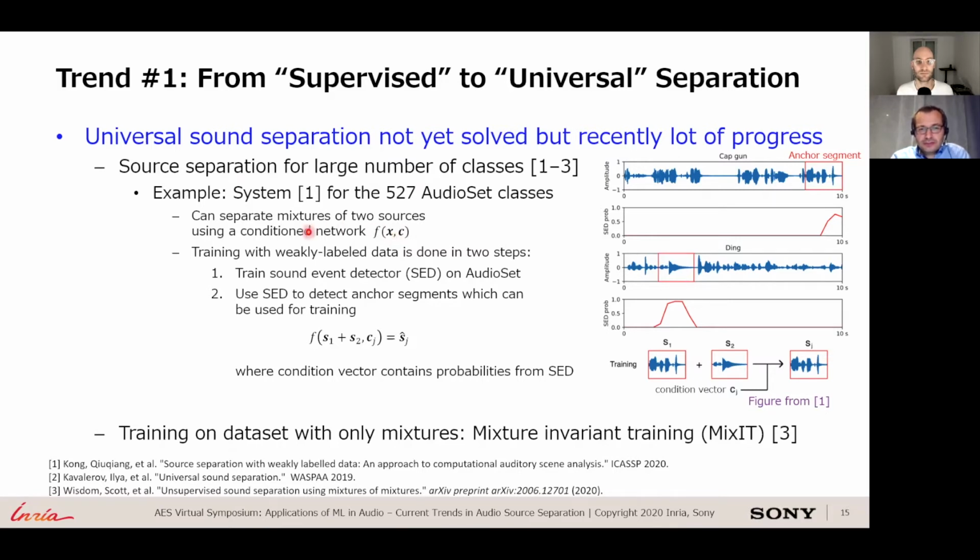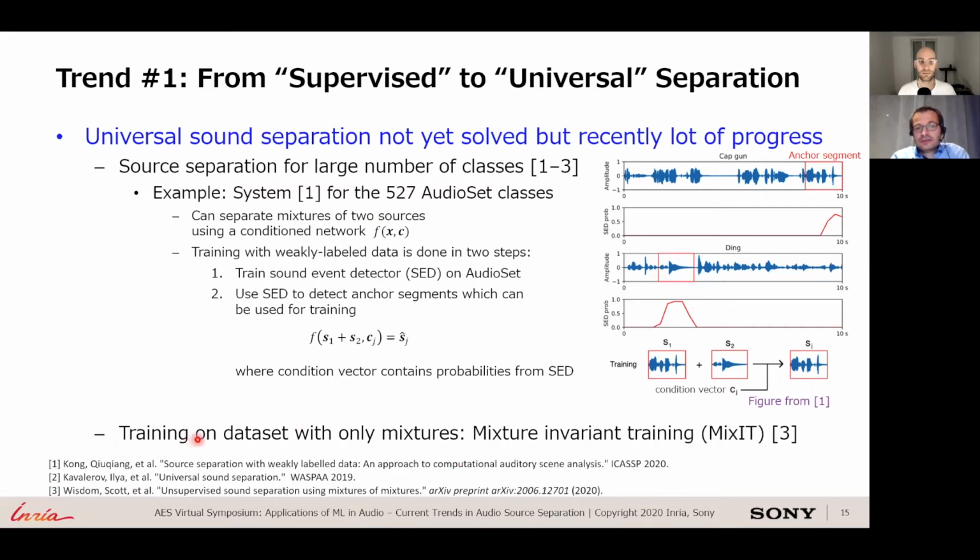The training for this system on the AudioSet dataset is done in a 2-step approach. First, a sound event detector is trained, and this sound event detector is then used to identify anchor segments which can be used for training. Using this approach, basically we can train a system on 527 AudioSet classes, which is really amazing.